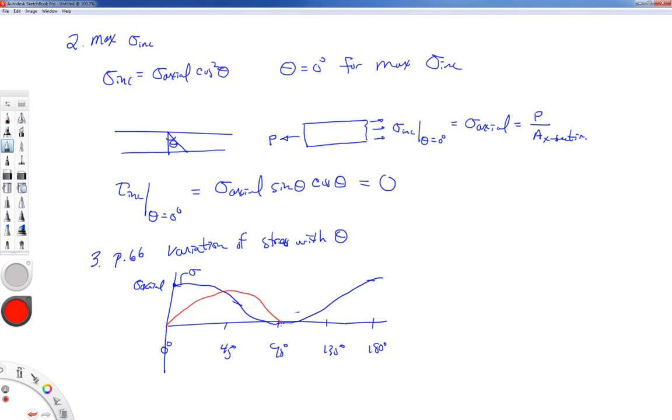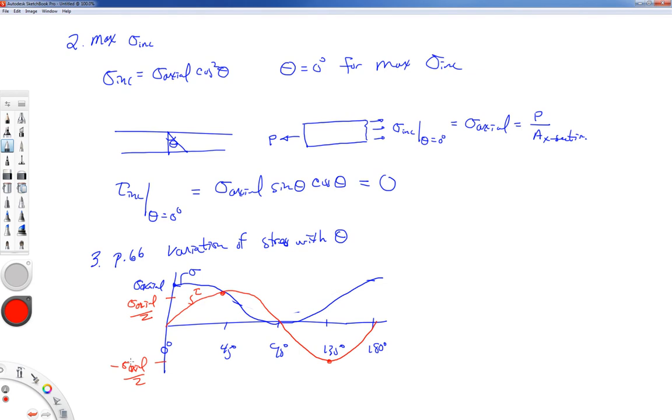Goes back to 0 at 90. Comes another maximum at 135, and then comes back up here. The place where they're equal turns out to be sigma axial divided by 2, and that happens at the 45 degree. And then down here at minus 45 degrees. My plot's not quite to scale. Like I said, it's kind of hard to draw on the piece of paper.